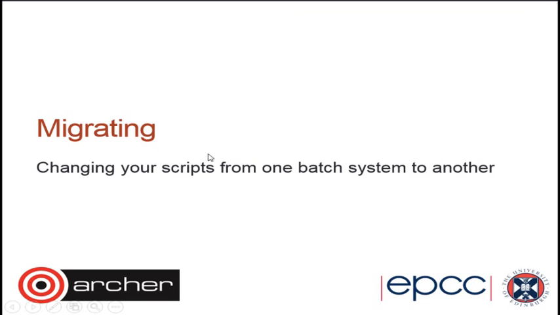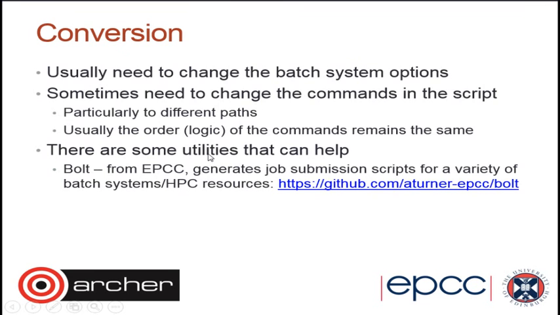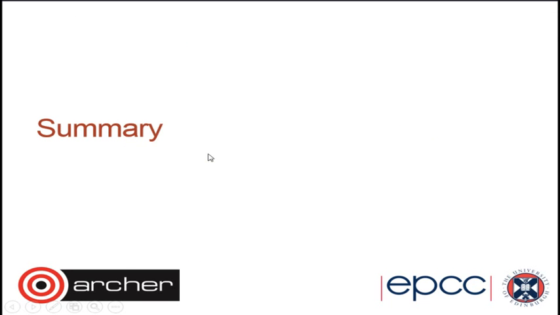For the interest of time, I'm going to skip my notes on migration. All that's worthwhile saying here really is that there are different batch systems. They're quite similar in some cases. Slurm, I already mentioned Slurm, and the Sun Grid Engine. You can manually convert your scripts. There's also a utility available. The slides are available on the website, so follow that link. It's also available on Archer, this thing called Bolt. It automatically tries to translate job scripts from one batch system to another.